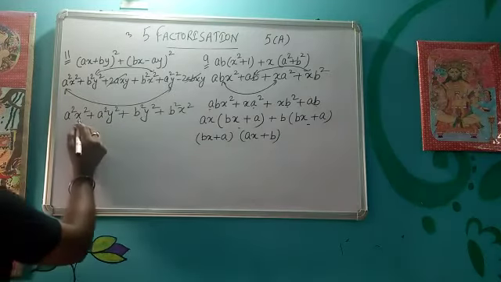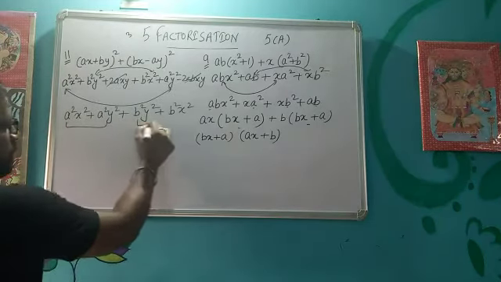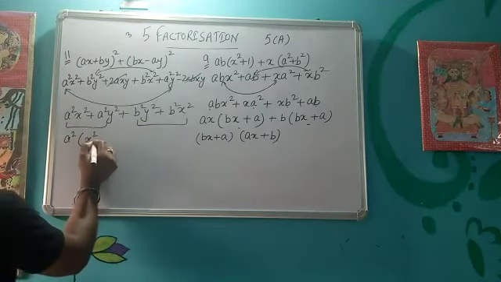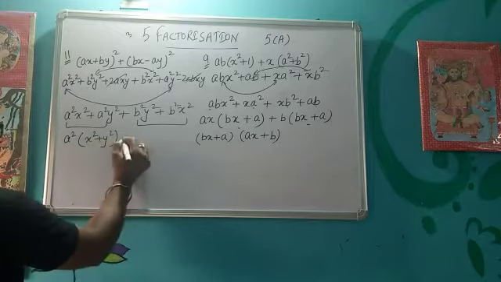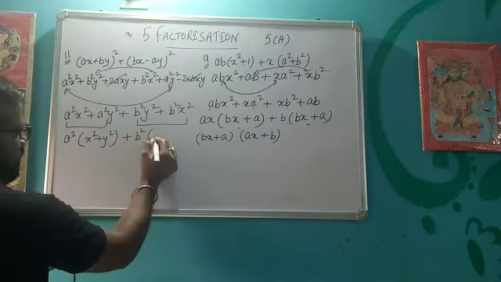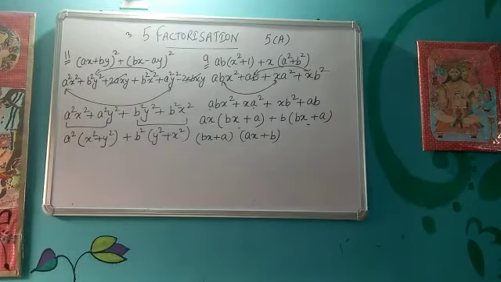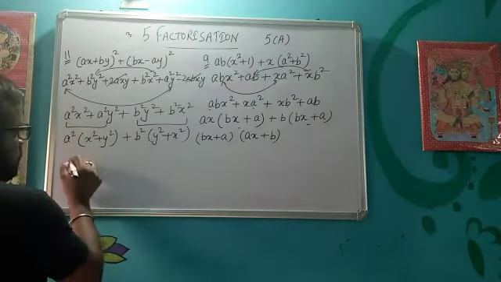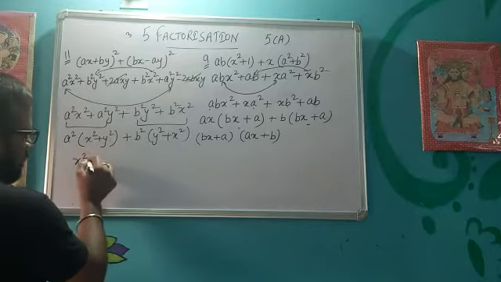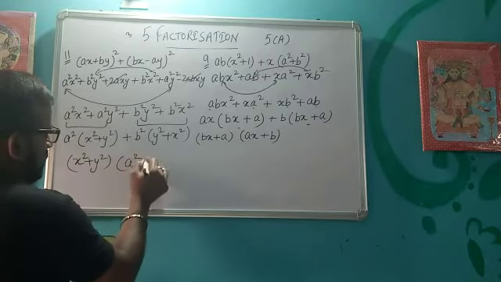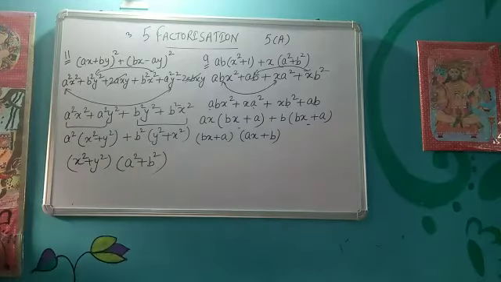Okay, now these are the two groups. Here a square will be common, x square plus y square. Here b square will be common, y square plus x square. Since addition is commutative, we can take out x square plus y square as common. So it is a square plus b square.